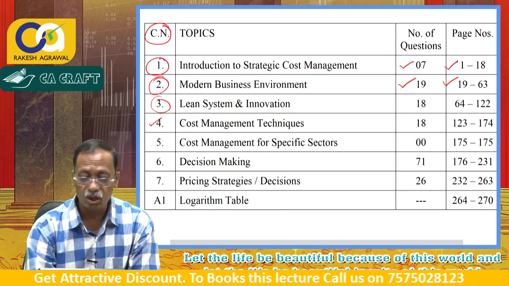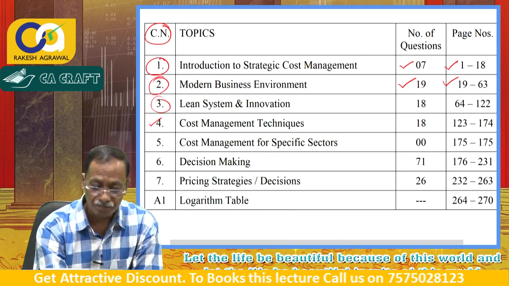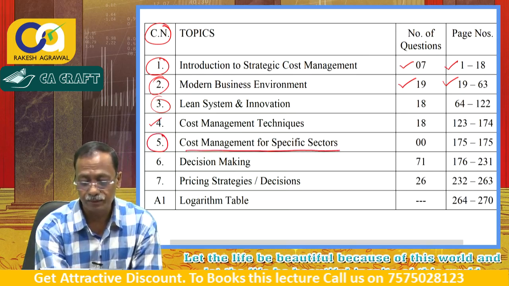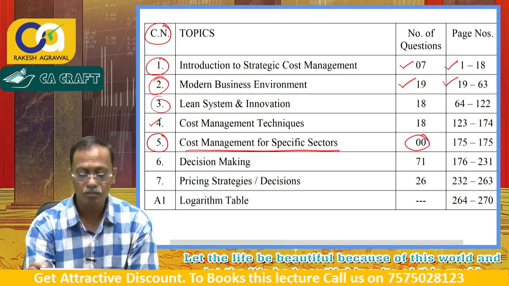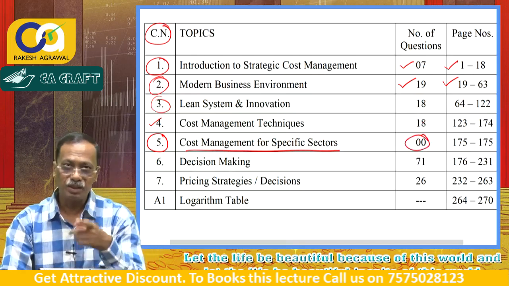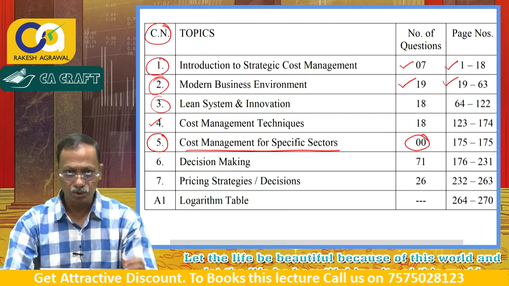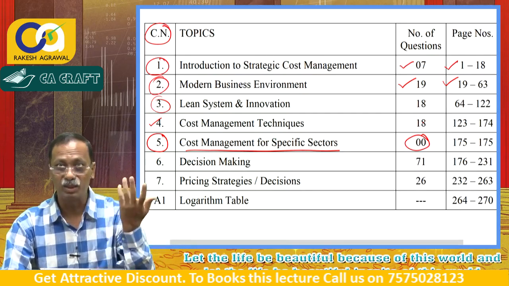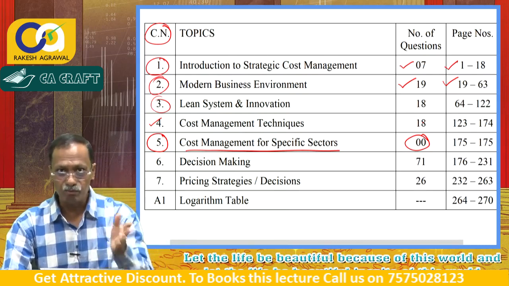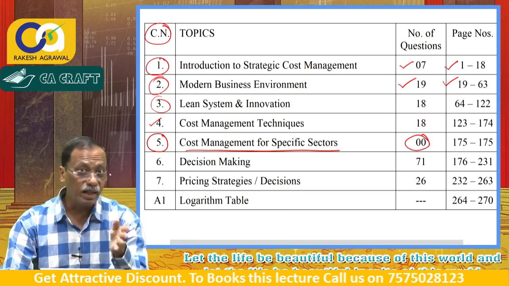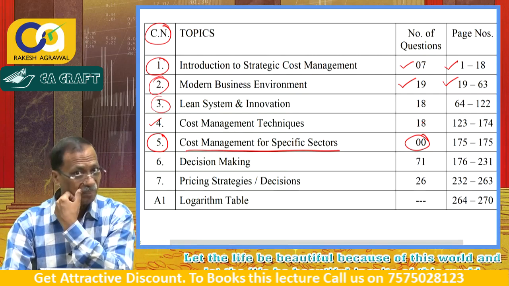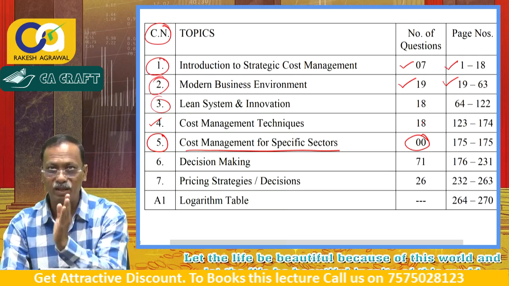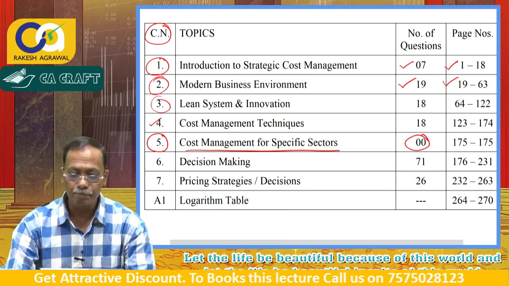Then Cost Management Techniques is the 4th chapter. This 5th chapter, Cost Management for Specific Sectors, you will find has 00 questions. Reason: this chapter is recently deleted by the institute. So the name is still there. I have not changed the chapter number because the other sequence will change. So chapter number 5 was there till the May 2021 exam. It is deleted from the November 2021 exam onwards. Are you getting it?